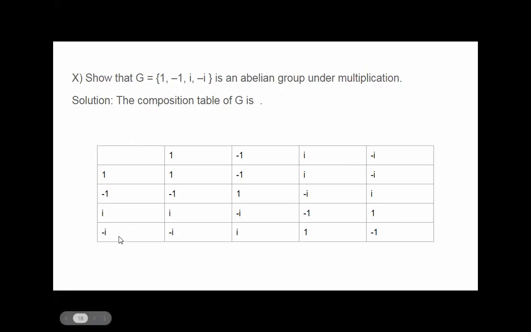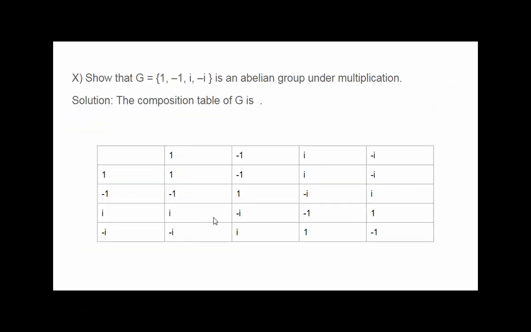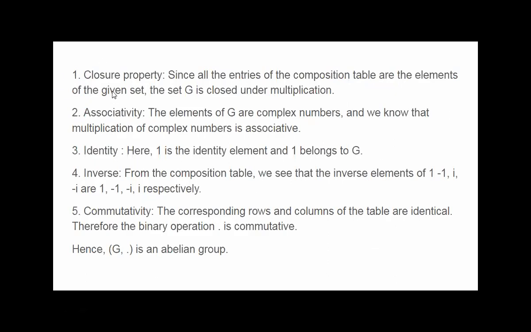Okay. Then minus I is the last element, that is minus I into 1, that is minus I. Minus I into minus 1, that is I. Then minus I into I, it will give us 1. And minus I into minus I will give us minus 1. Okay. Because I square concept comes there. So what will be there? By using this table, we will see all these properties.